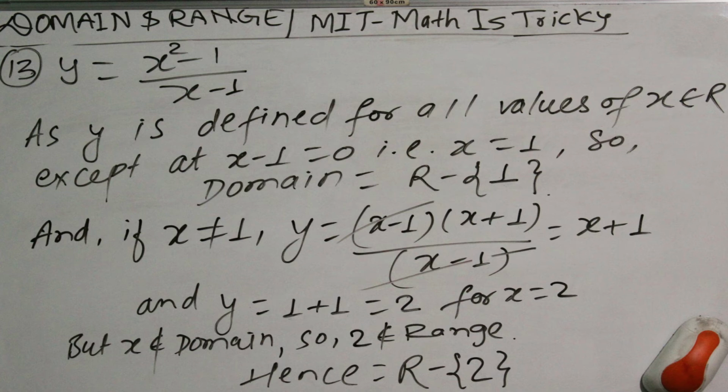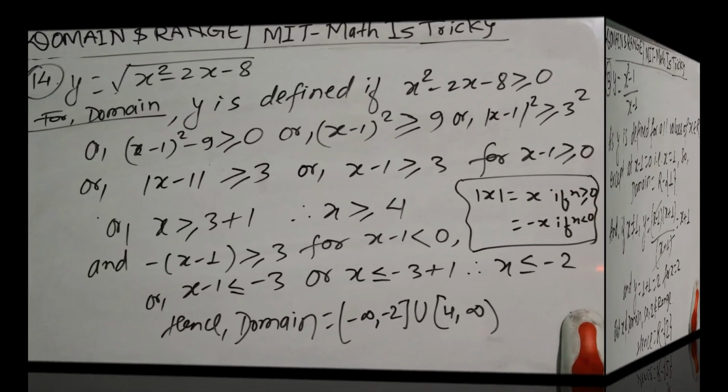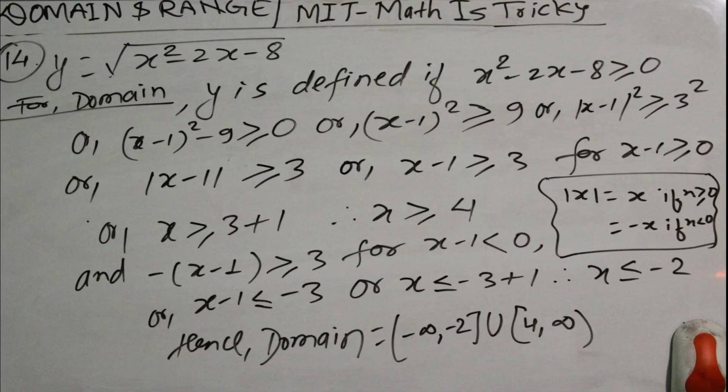Okay, so now let's move to question number 14. Here we have another function, y equals square root of x square minus 2x minus 8. At first, we'll find the domain for this function. As we know, a square root function is defined only when the number inside the root is greater than or equal to 0.